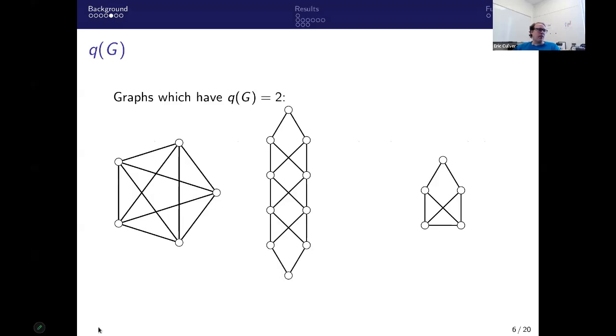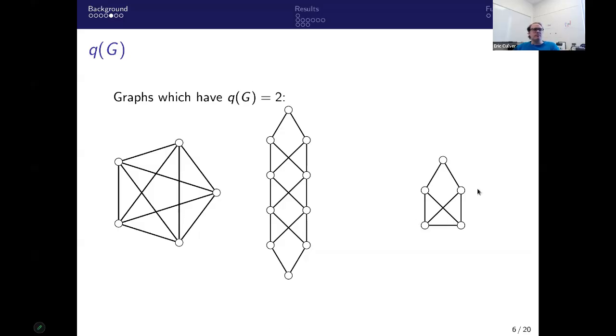So here are some graphs which have q(G) equals 2, all complete graphs. There's a family of graphs which are called double-ended candles, at least the paper that found them called them that, which are like you kind of take two paths and connect them together with these X's and then close them off with these triangle looking things.